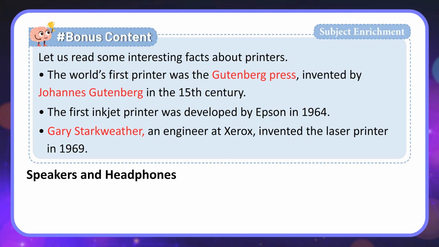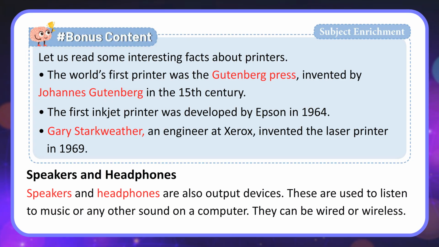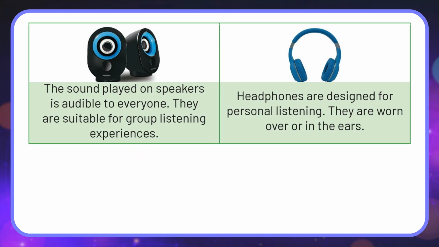Speakers and headphones. Speakers and headphones are also output devices. These are used to listen to music or any other sound on a computer. They can be wired or wireless. The sound played on speakers is audible to everyone. They are suitable for group listening experiences. Headphones are designed for personal listening. They are worn over or in the ears.